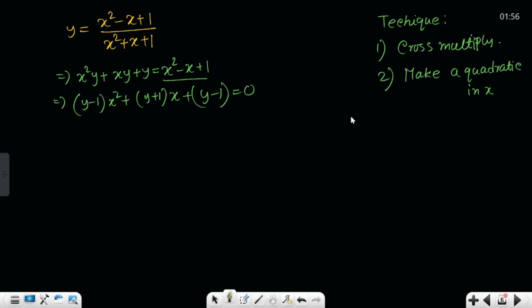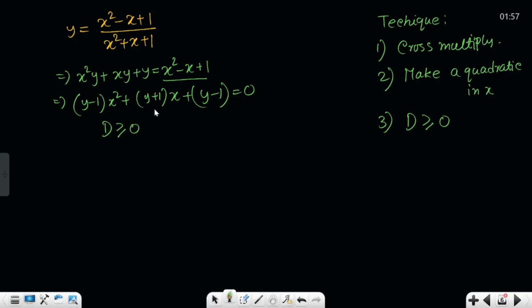Now what is our next step? The next step is to put D greater than or equal to 0. Why will you put D greater than or equal to 0? Because we need to find the range of y, so x should be real. If x is not real, how will we get a real value of y? So for x to be real, we need to put D greater than or equal to 0.